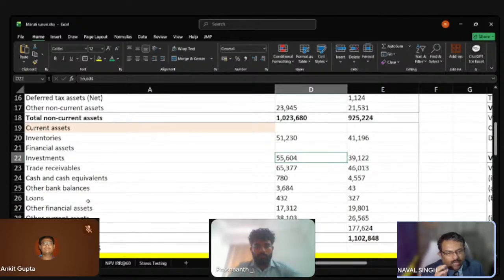And finally, have you analyzed the investments? Have they put it into 10-year T bonds which are not redeemable, or FDs which cannot be broken, or have they put it into liquid money which can be quickly pulled in? Number one. Number two, their trade receivables have gone up a bit.